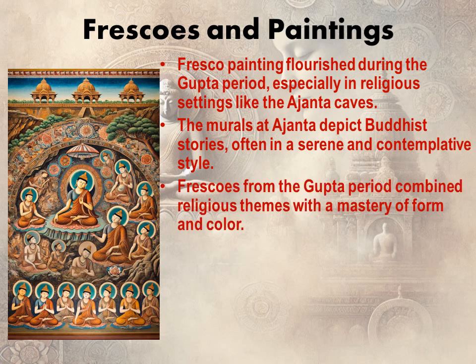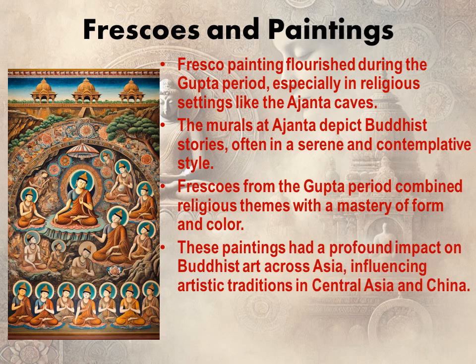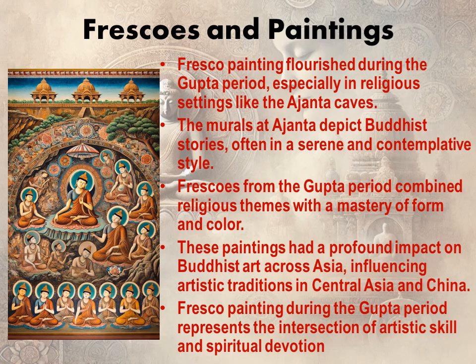Frescoes from the Gupta period combined religious themes with a mastery of form and color. These paintings had a profound impact on Buddhist art across Asia, influencing artistic traditions in Central Asia and China. Fresco painting during the Gupta period represents the intersection of artistic skill and spiritual devotion.